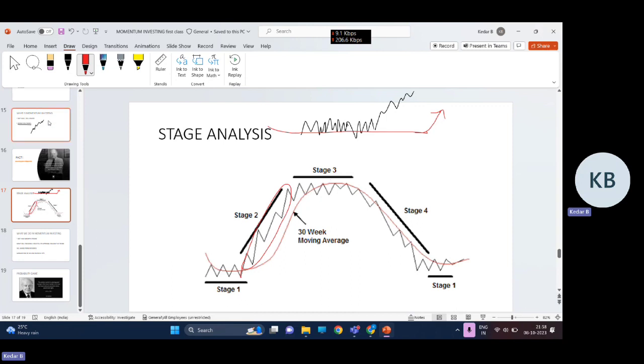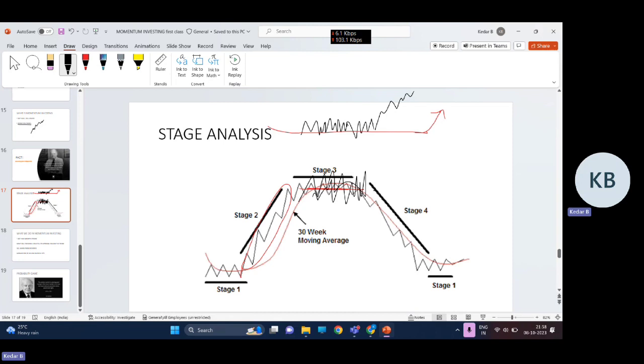Next is stage three. In stage three, the 200 daily moving average flattens out, and again the stock price is neither moving up nor moving down. It will just be oscillating around this point. I'll show you live examples of this.